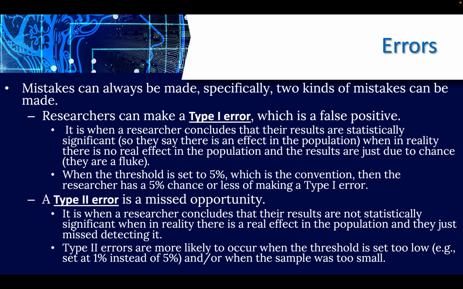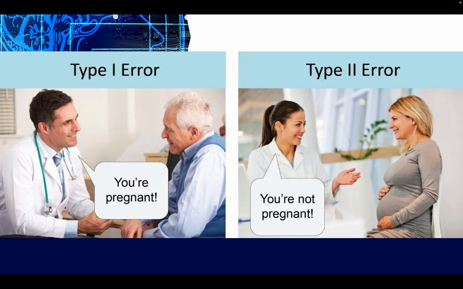Okay, type 1 errors and type 2 errors. Now here's an easy way to remember it. Type 1 error, he says that this man is pregnant. Probably not. Type 2 error, this obviously pregnant lady, she says she's not pregnant. Type 2 error is a negative error. Type 1 error is a false positive. This is a false negative.